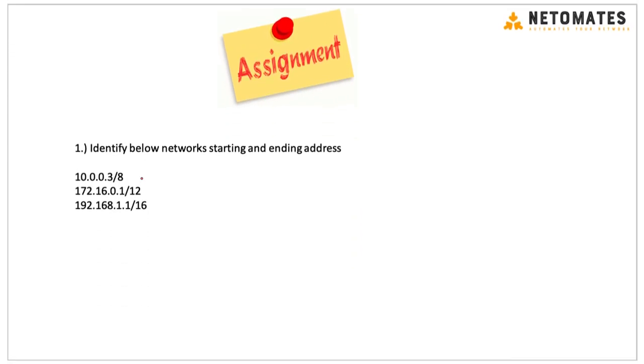So you might have to go through this class a couple of times to understand it better. It might be confusing for beginners, but as you do so many examples, you will get used to it and you will easily identify it when looking at an IP address and subnet mask. Okay, so practice more. The assignment for today's class is that I have given 3 IPs with their subnet masks. You have to identify the starting and ending address for each one. Okay, that's all for today's class.